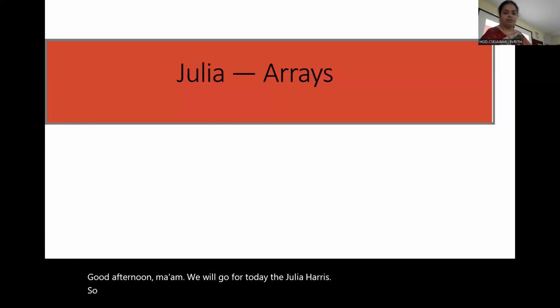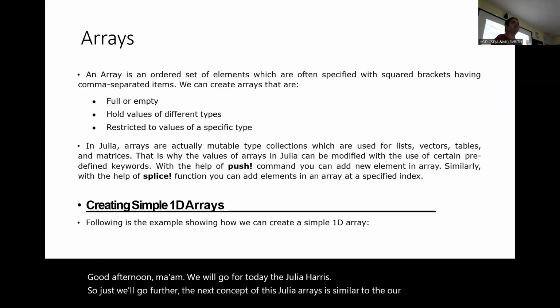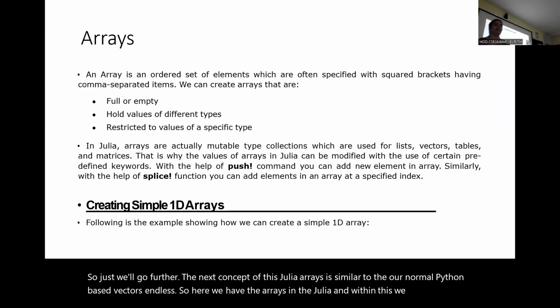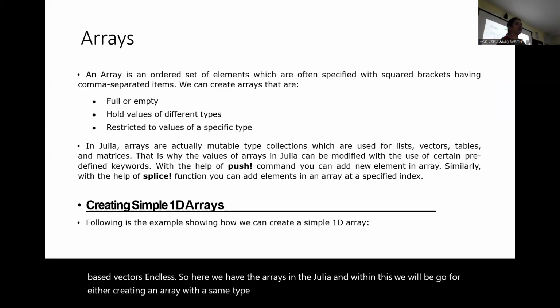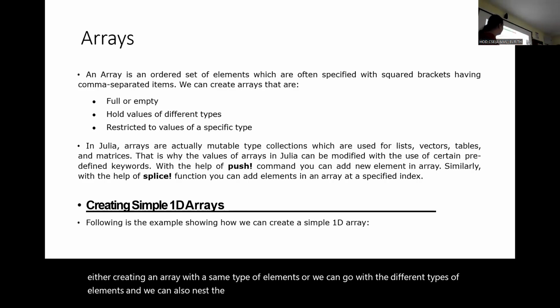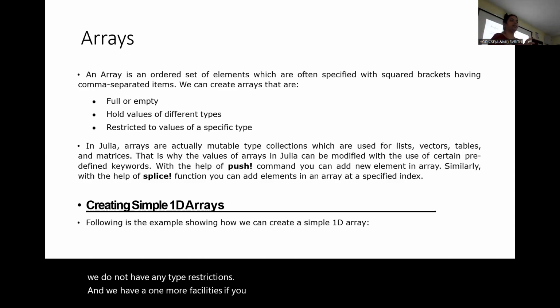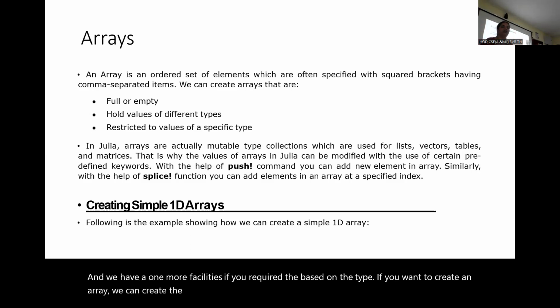So we will go for the next concept, Julia arrays, which is similar to our normal Python-based vectors and lists. Here we have arrays in Julia, and within this we can either create an array with the same type of elements, or go with different types of elements. We can also nest arrays, that is, one array can be nested into another array. So we don't have any type restrictions. And we have one more facility: if you require typing, we can create a typed array. Otherwise, we can go for non-typed arrays, or multiple-type arrays.